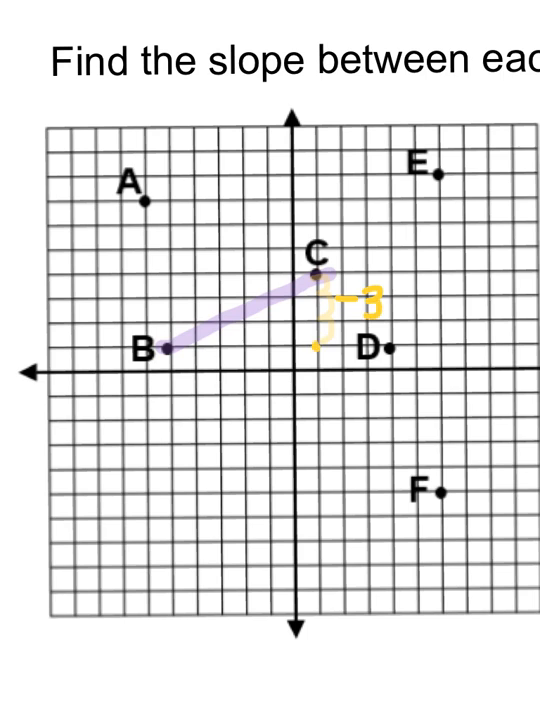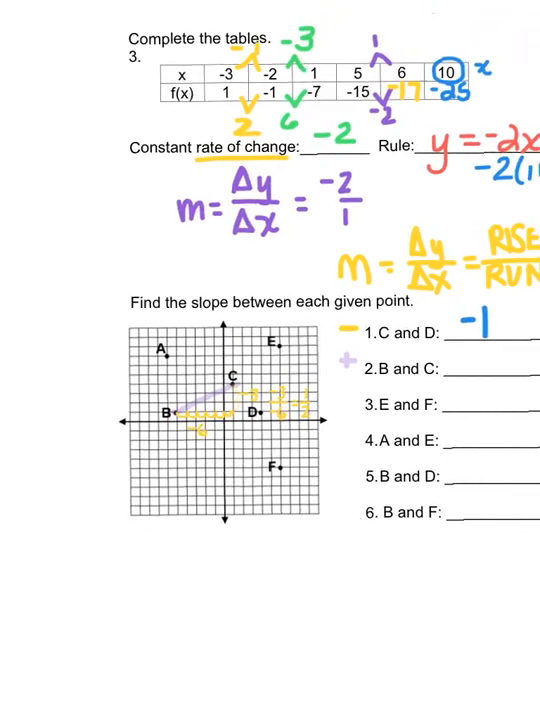Now from here, I'm going to count to the left. 1, 2, 3, 4, 5, 6. Since I went to the left, it's also negative. So I have negative 3 over negative 6. That would simplify to 1/2. Please note that on your chart.